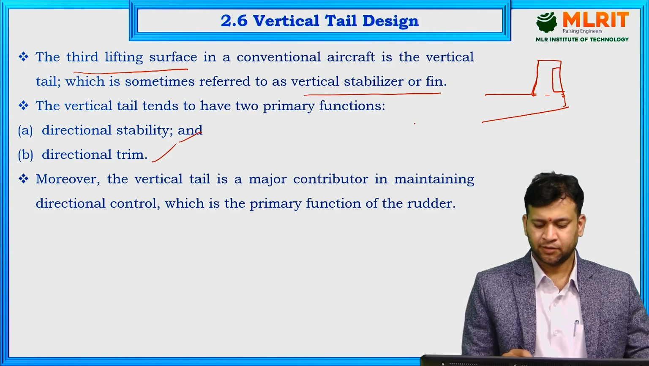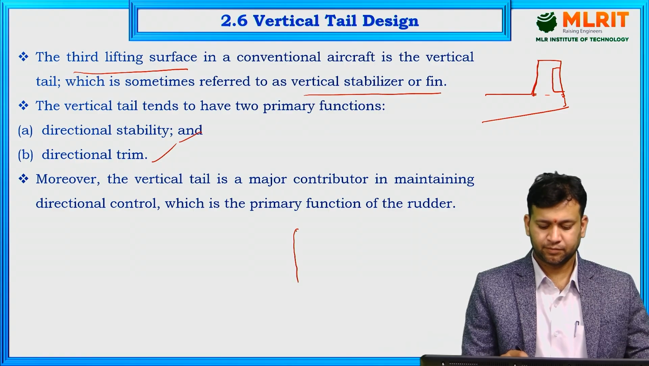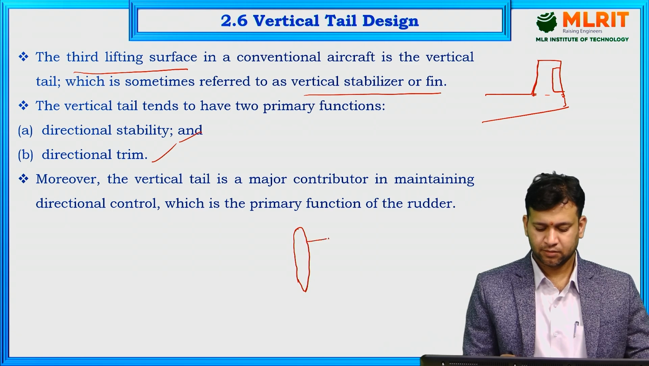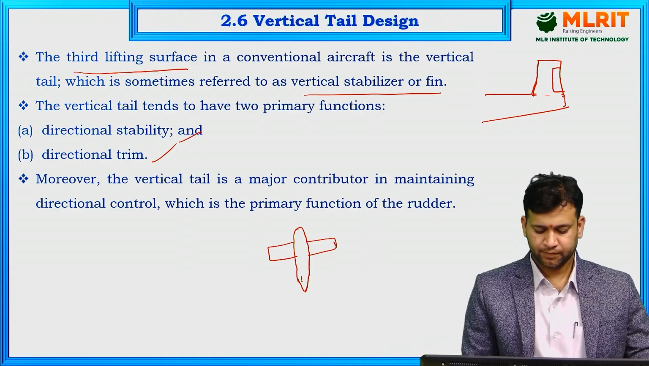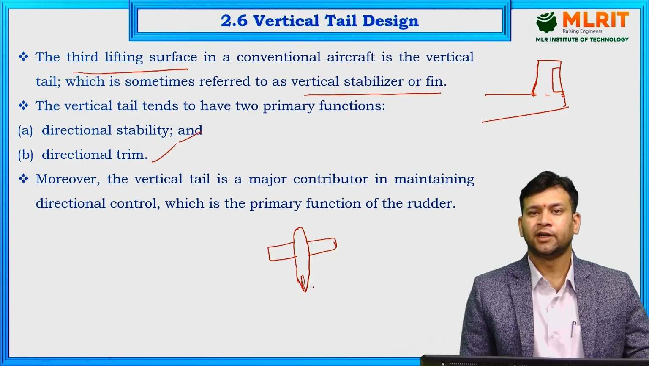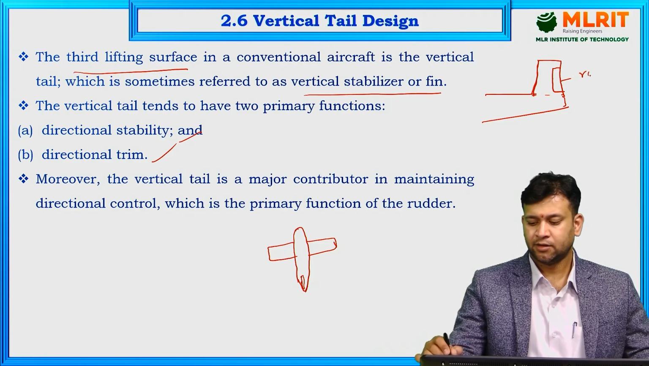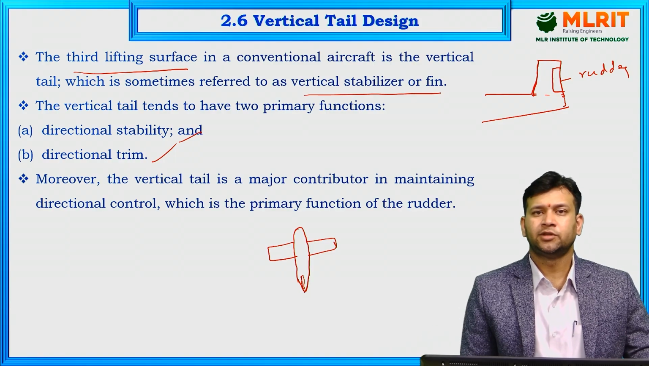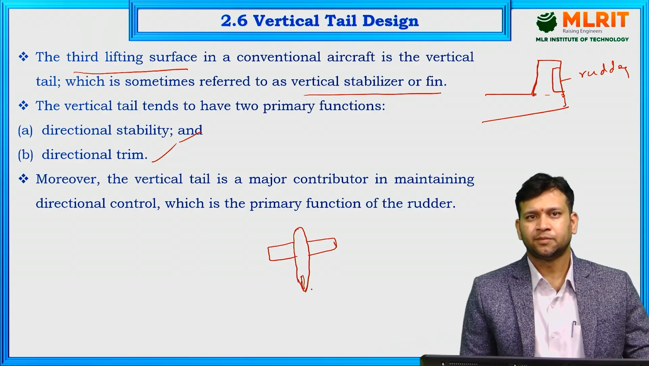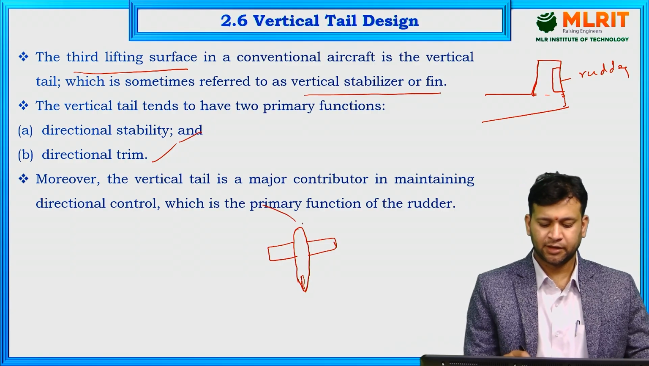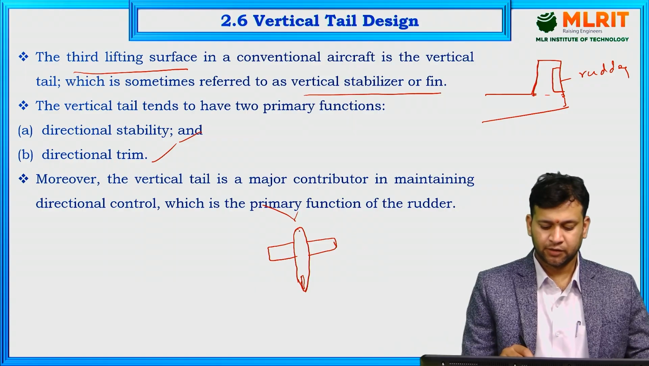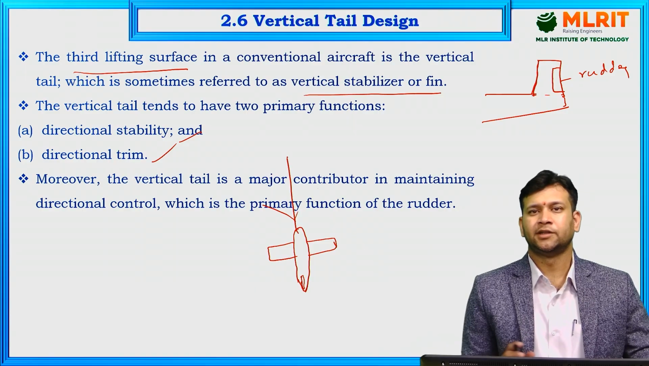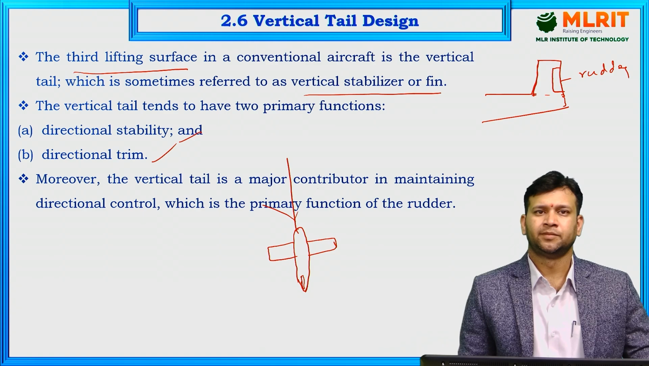Most of the aircrafts, when they are in flight, this vertical tail has a rudder here, which controls the movement left and right. It can go in this direction left, it can move in this direction right. When it is going in straight level flight, it can change its direction left, right using rudder.